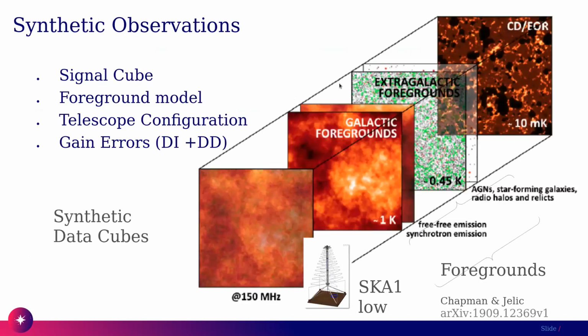And this is the data cube that they have. In the simulated data, this is the cosmological signal. Then different types of foreground: extragalactic point sources, galactic synchrotron emission, and then gain error, and different types of gain error they have introduced in the data. And then they make a synthetic data cube by combining all of these. And this is the final data cube where everything is there.